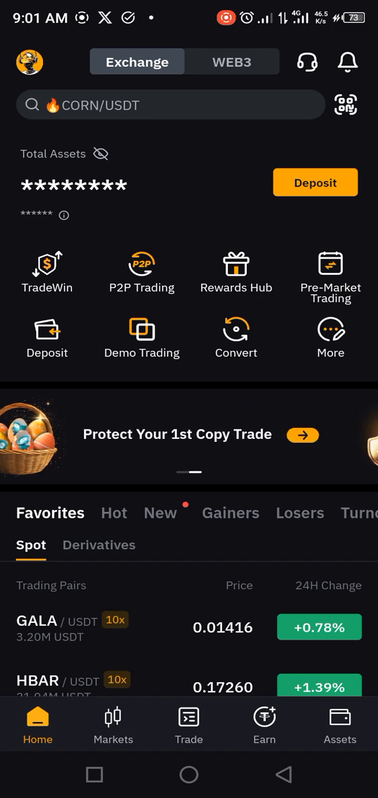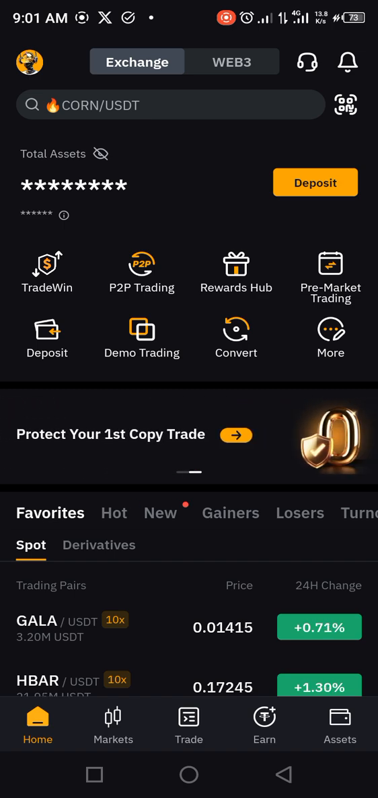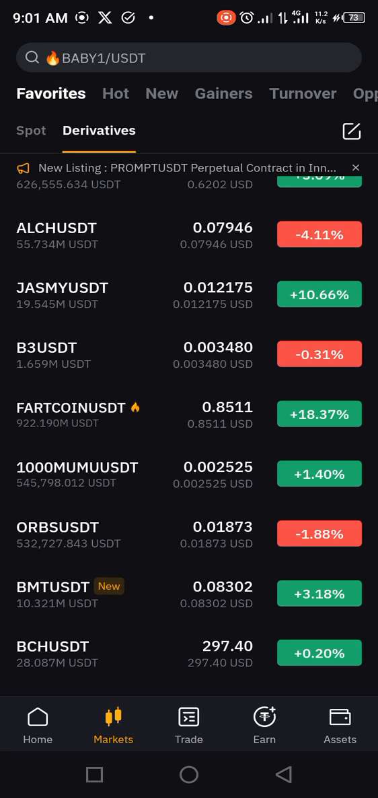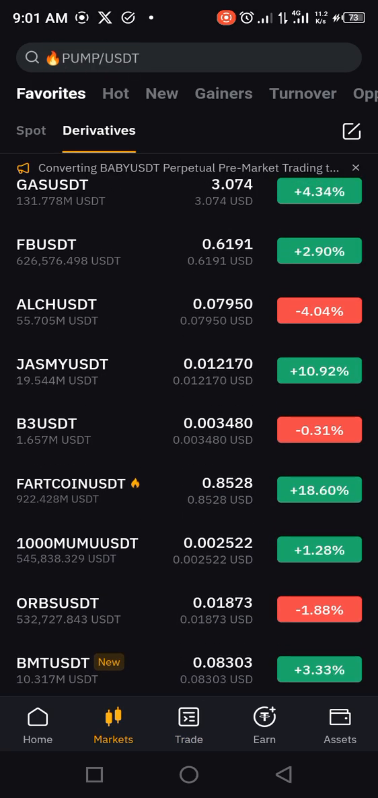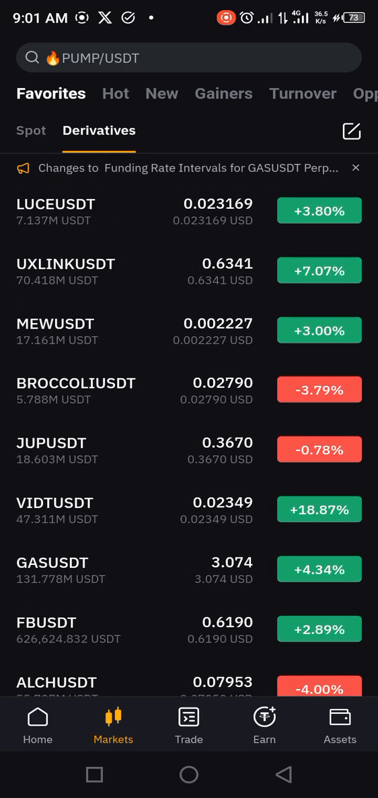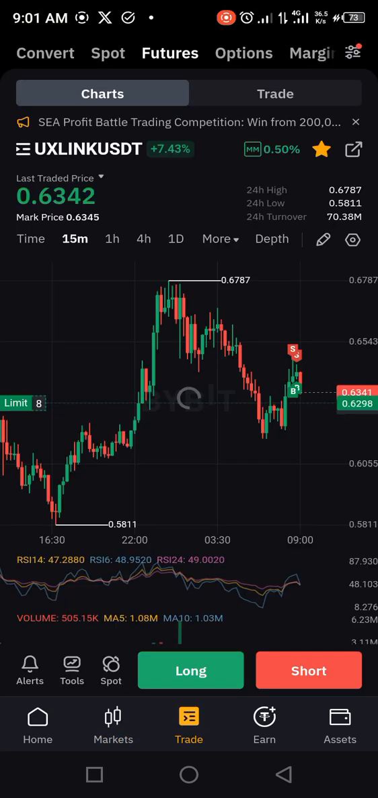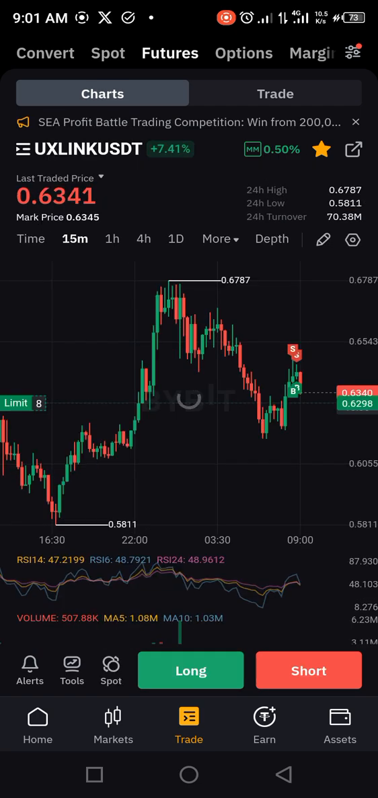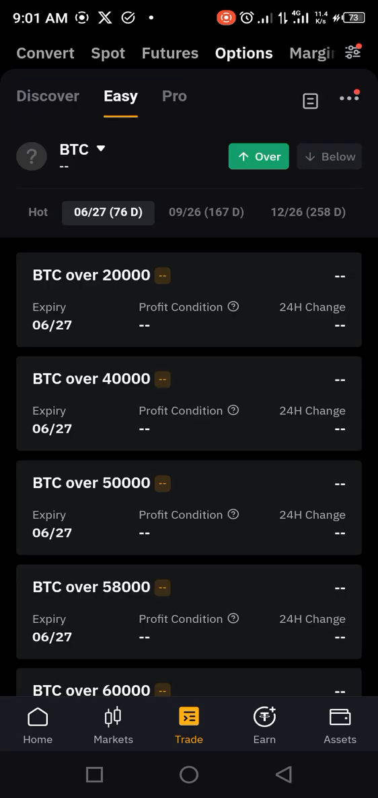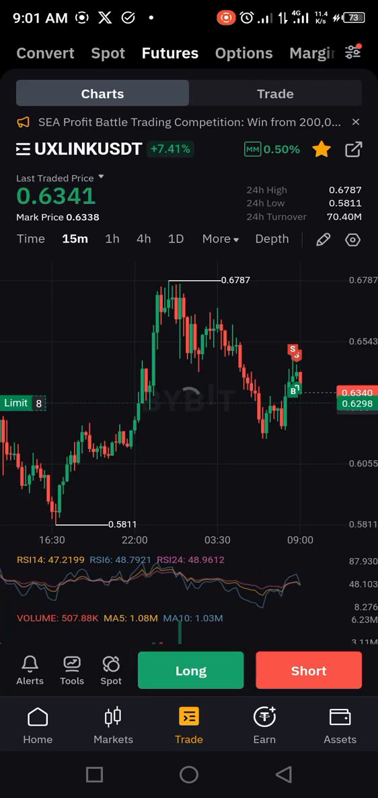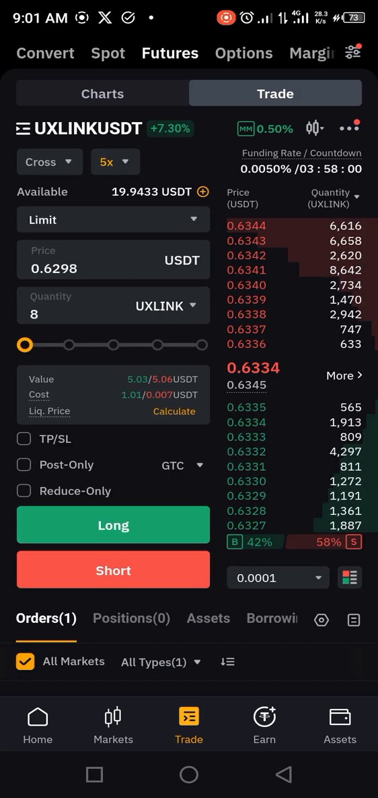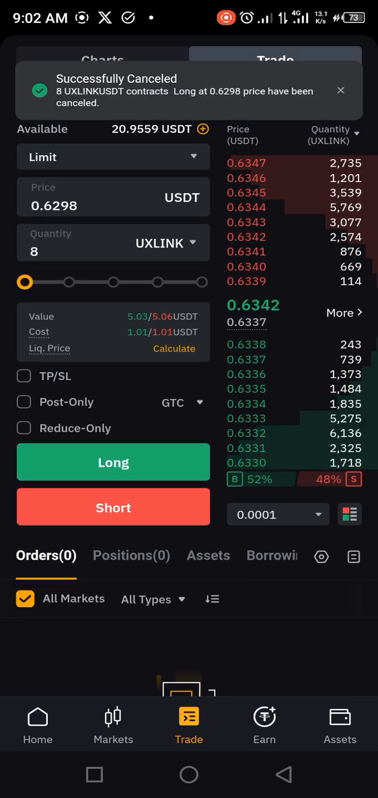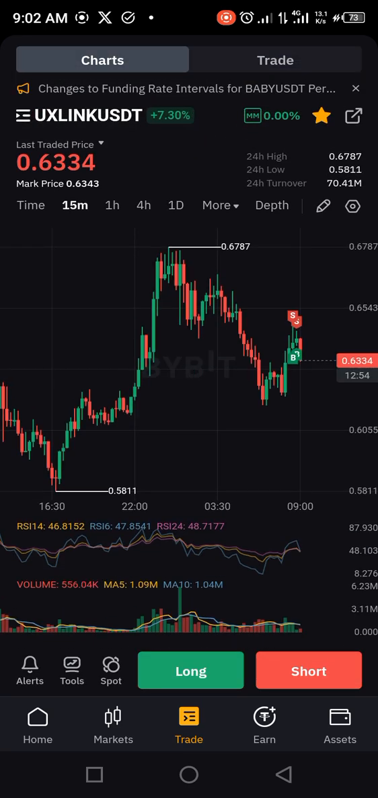Now, you want to make sure that it is on trade. This is on market, where you see all the pairs that you can choose from, right? Now, this is on trade, and also make sure that it's on futures, not spots, not option, not margin, just on futures, right? Now, let me cancel this limit order I placed here. Now, this is the video, right?